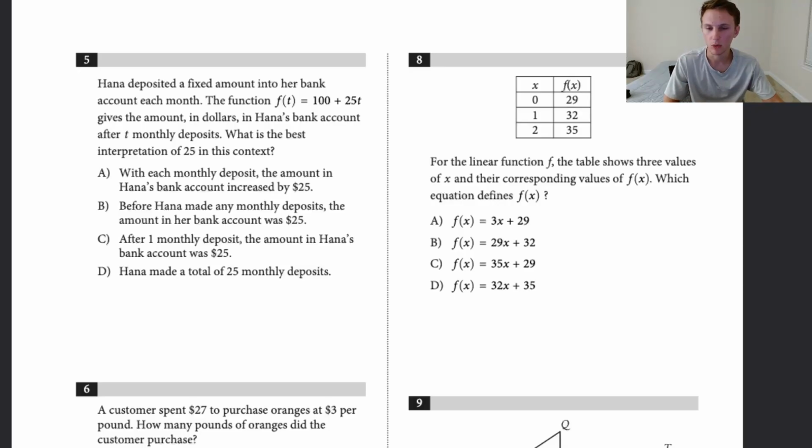In this case, we're dealing with a bank account. So you can just tell from that the 100 is going to be the amount of money you start with. And then 25 is going to be how much you put in every month. And with that, you can basically tell it's A. So with these questions, the key to getting them right is just knowing the slope is the rate of change. That'll be what is changing per interval of time. And then the y-intercept is what you start with. If you know that, these questions are pretty easy.